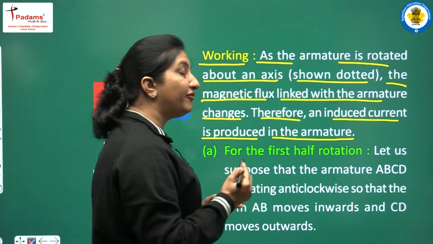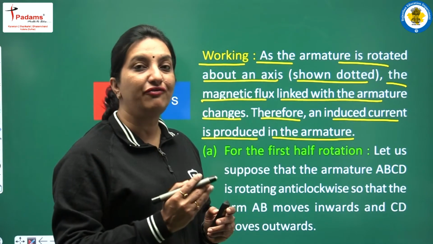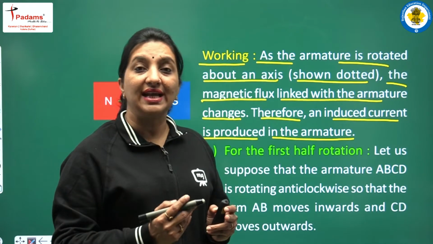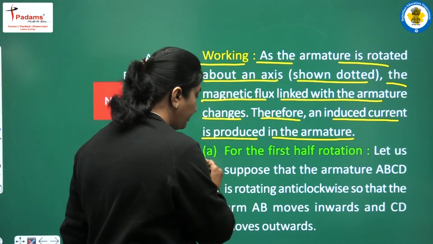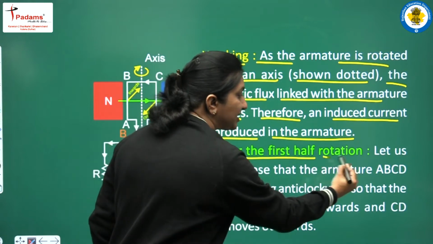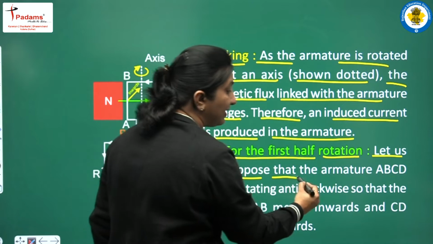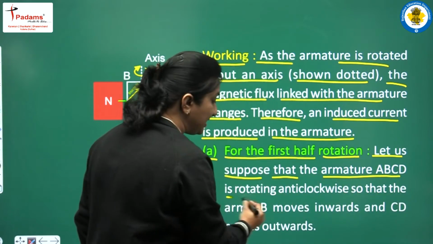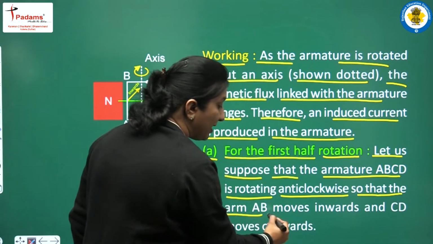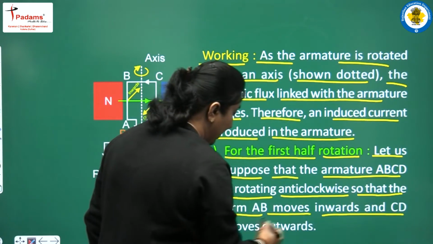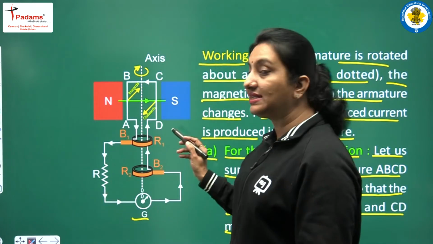Now students, first we will learn for the first half rotation and then we will learn for the next half rotation, that is, we will study the working in two parts. So, A, for the first half rotation, let us suppose that the armature ABCD is rotating anti-clockwise so that the arm AB moves inwards and CD moves outwards. Now here you can see it in the diagram also.